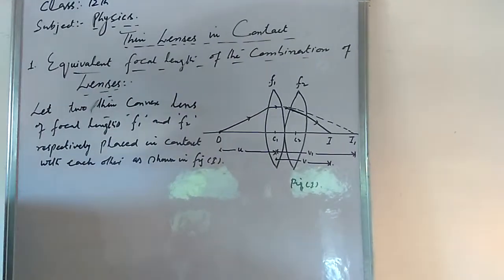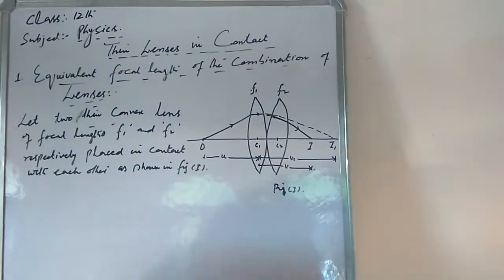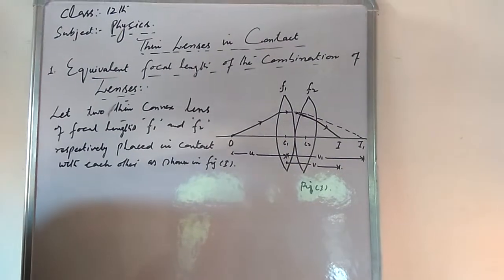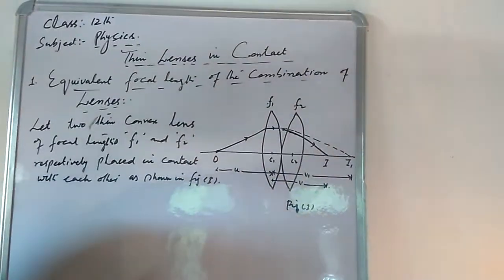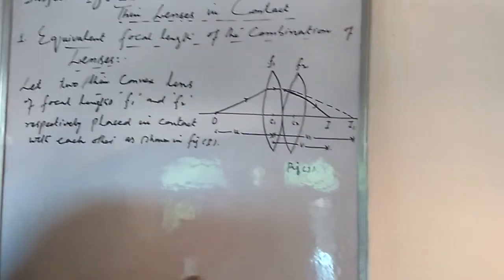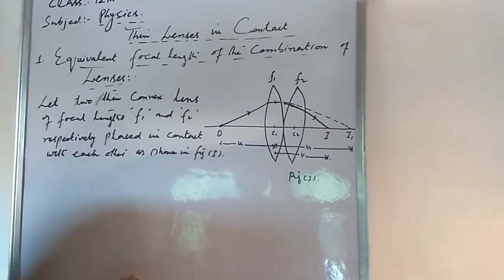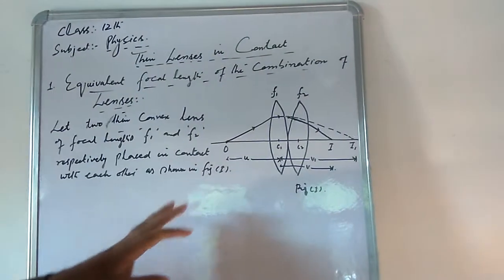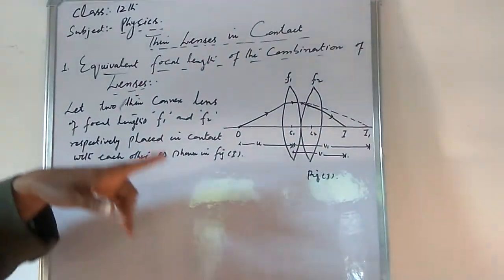Dear students, today our topic is thin lens in contact. We will see if two or more than two lenses are placed in contact, what will be the focal length of the combination of lenses and what will be the power of the combination of lenses. When two or more lenses are placed in contact, the combination is known as the equivalent lens, and its focal length is known as the effective focal length or the equivalent focal length.